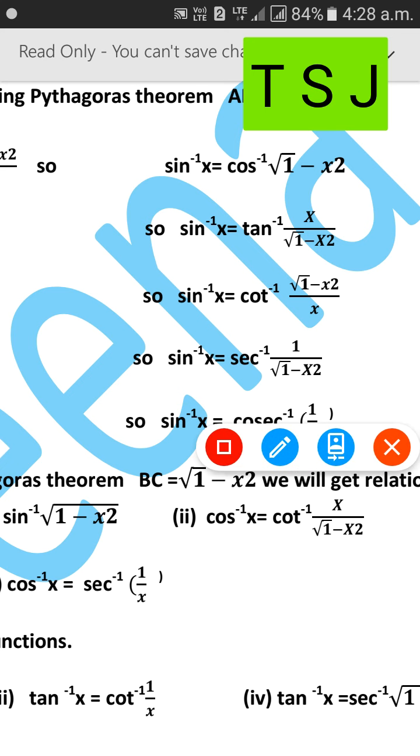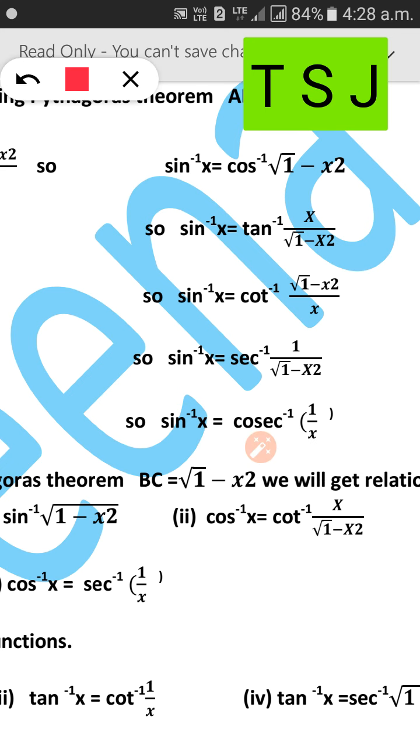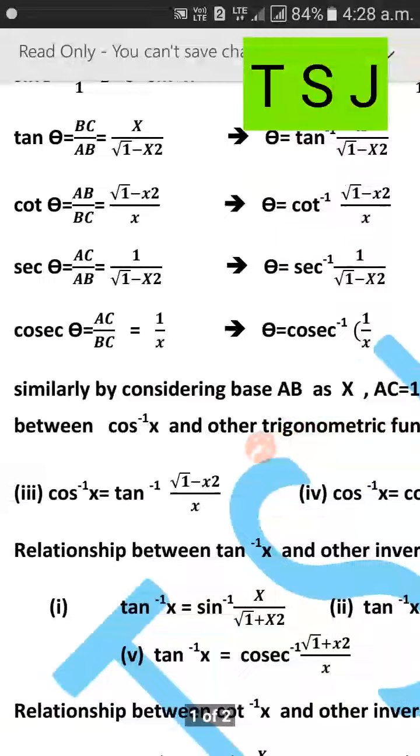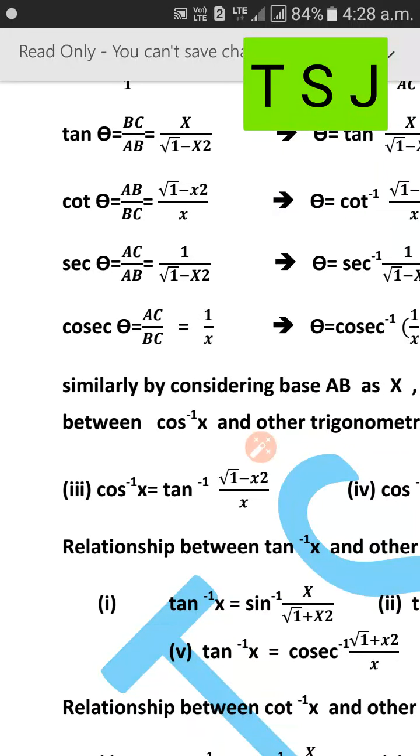Similarly, we can write sine inverse x in terms of sec inverse and sine inverse in terms of cosec inverse. In a similar manner, we can establish the relationship between cos inverse x and other trigonometric ratios.